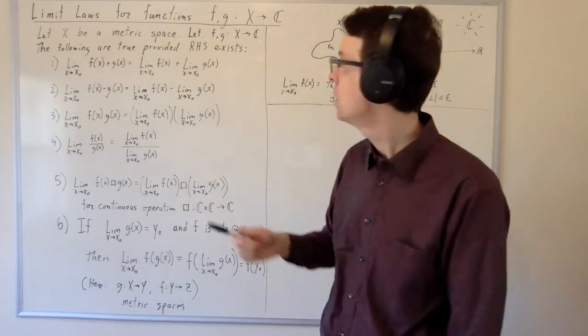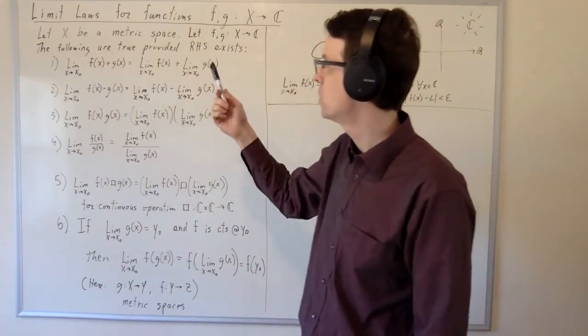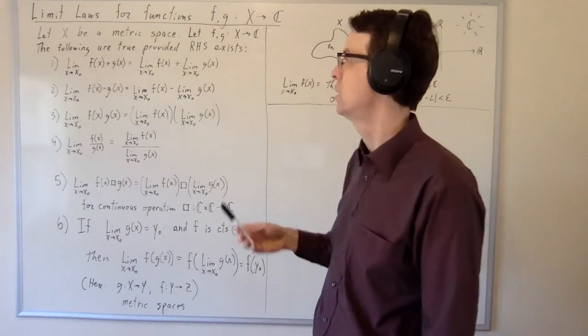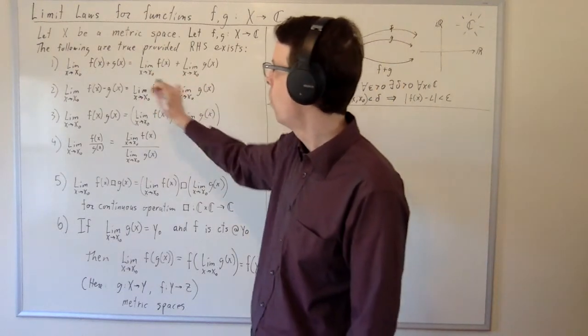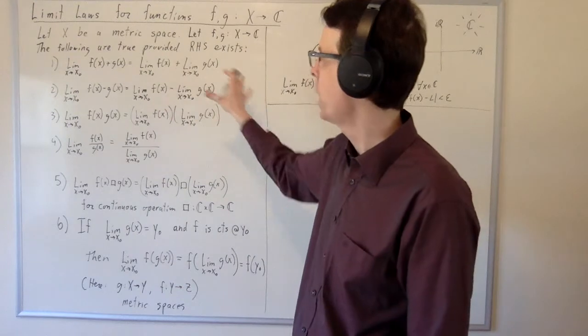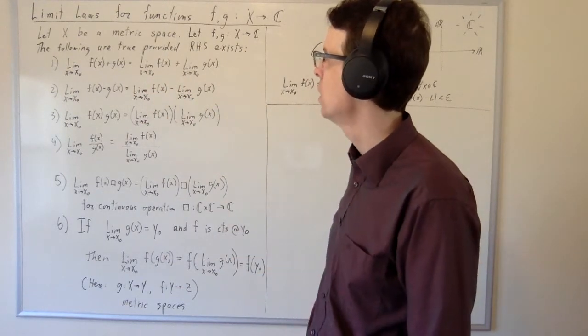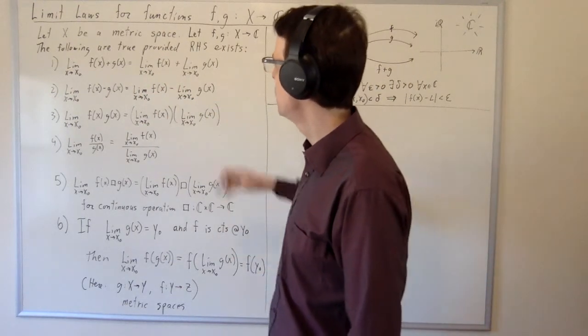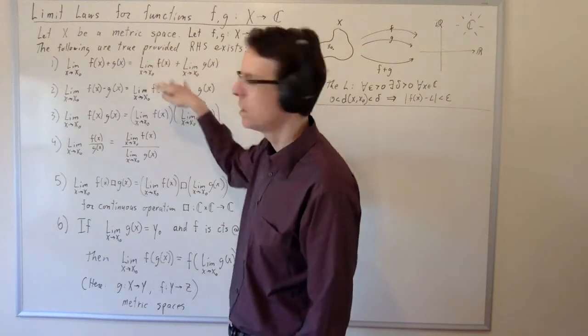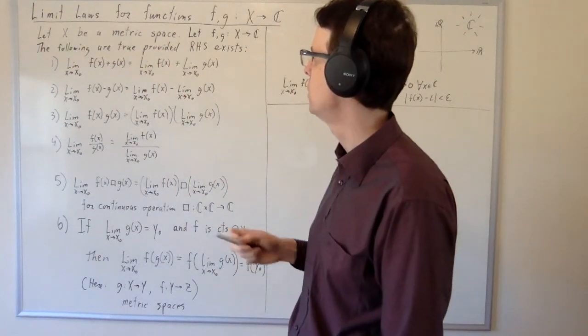There's a bit of a caveat here. Limits, of course, can exist or they can fail to exist. And so we need to think about what are the existence conditions on the right and left-hand sides of these equations. If some of these limits exist and others don't, then these equations can't possibly be true.